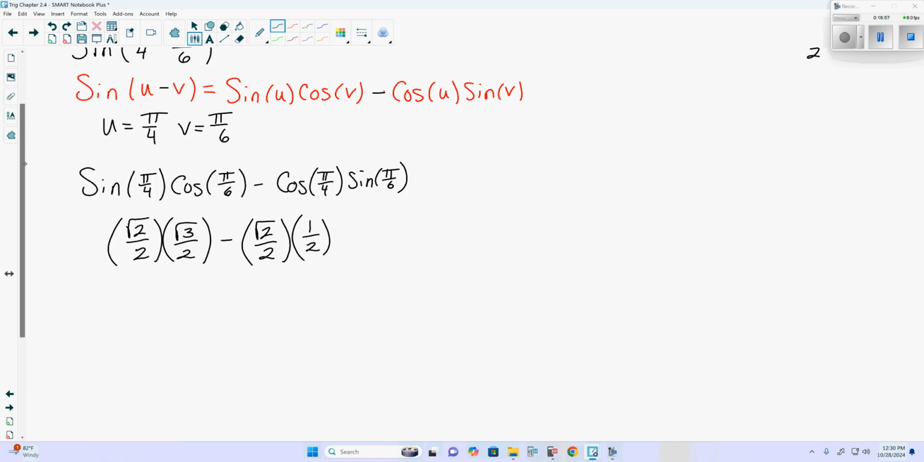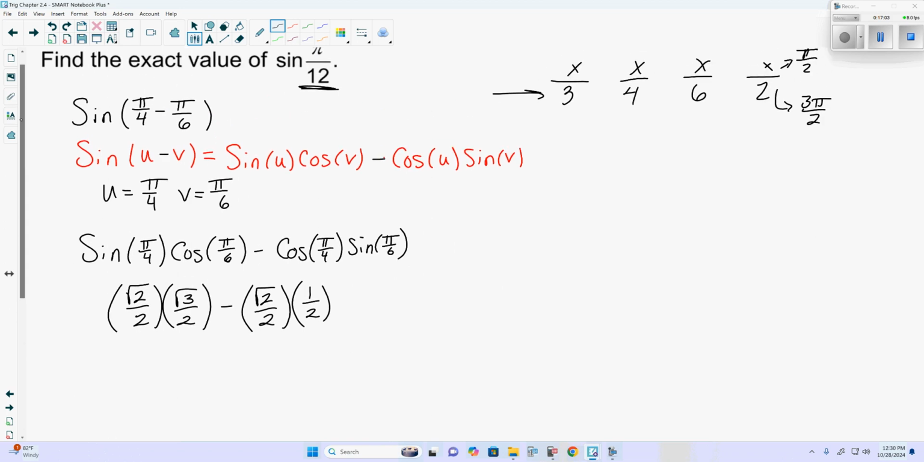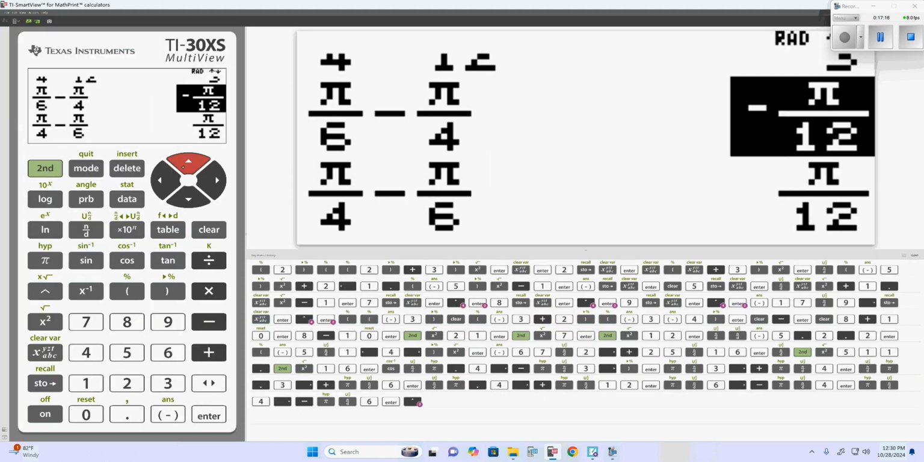Questions on how we got this here? Now, there are different ways we can get to our pi over 12, because pi over 4 minus pi over 6 works. It's just finding one that does give us that value. Does that make sense?